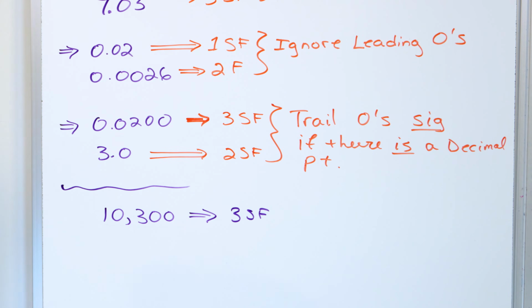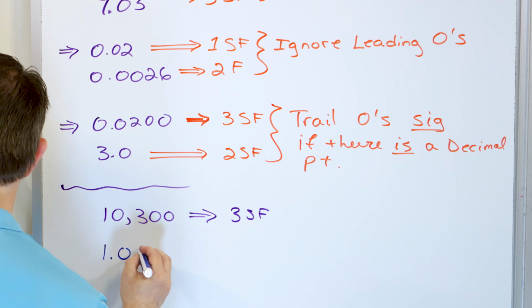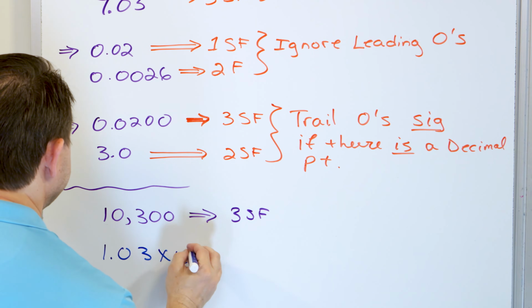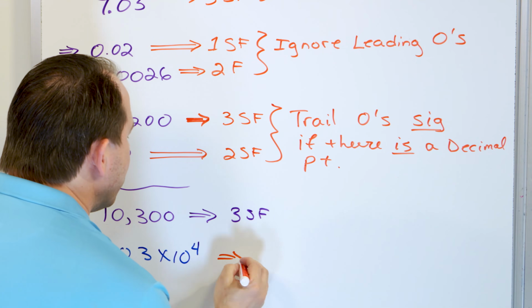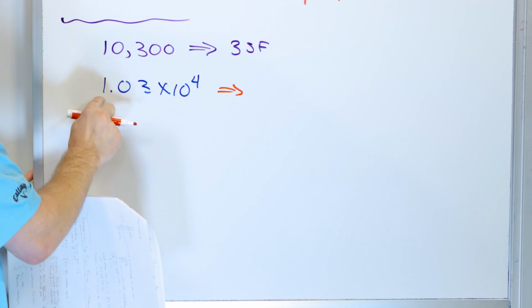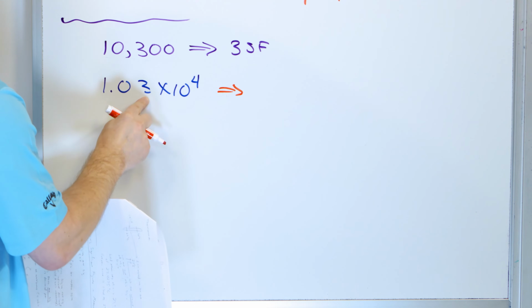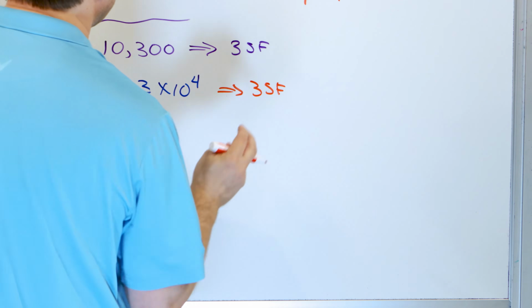So this leads to ambiguity. Some people will say 3, and some people will say 5. So we can avoid this by writing scientific notation. We can write this number as 1.03 times 10 to the 4. When you see scientific notation, you ignore, for the purpose of significant digits, the power, the 10 to the 4. You ignore that, and you only look here. 1, 2, 3 significant figures. This one is sandwiched, so there's 3 significant figures, right?